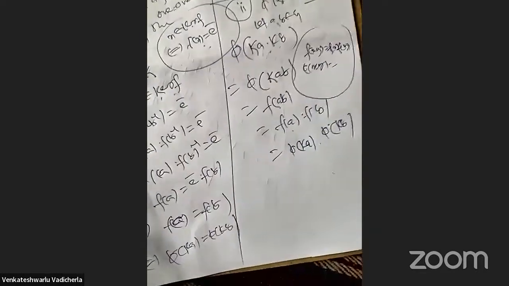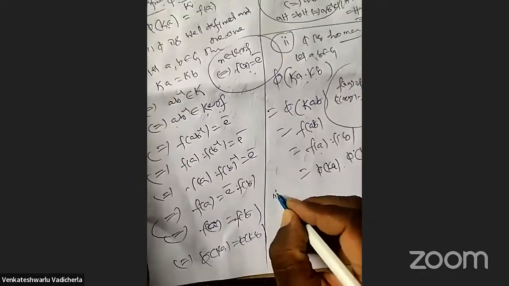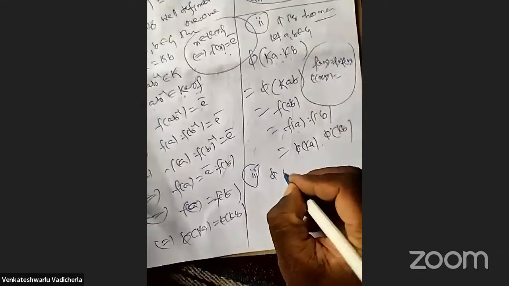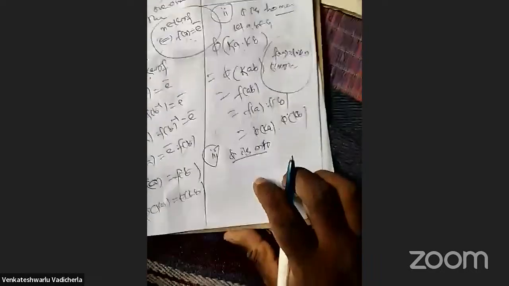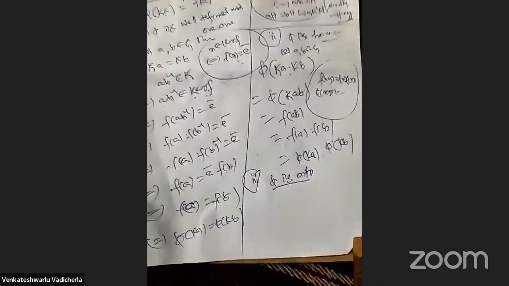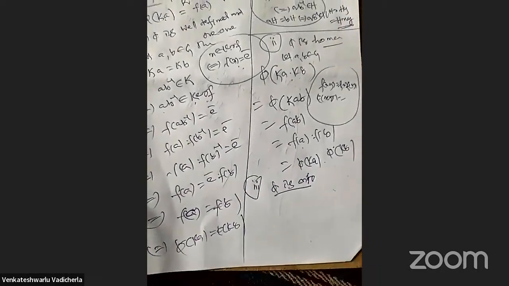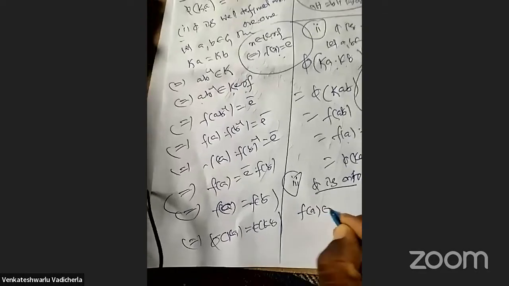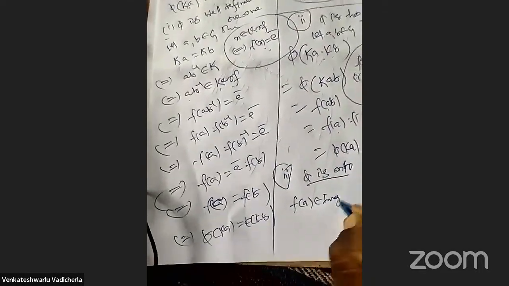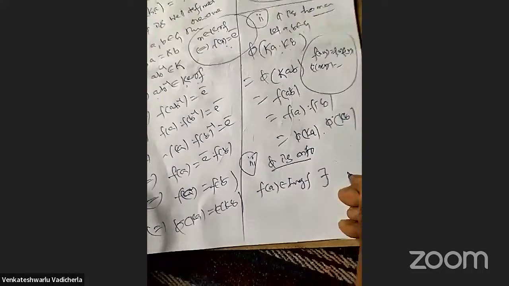The next case is that pi is onto. Given the function, it is onto. What is onto? For every onto function, f of a is obtained for some a belongs to g. For some image f of a in the image of f, there exists at least one element.